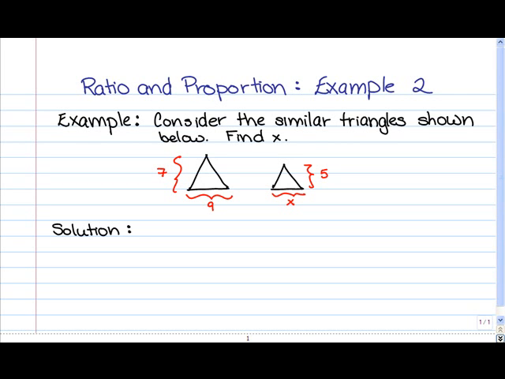So if one is a factor of 2 bigger than the other, well then its height would be a factor of 2 bigger and its width would be a factor of 2 bigger. So again, it's been increased using the same scaling factor for both the height and the width. That's why we're able to set up our proportion. So go ahead, try this out, hit the pause button, and then hit play when you're ready to continue.